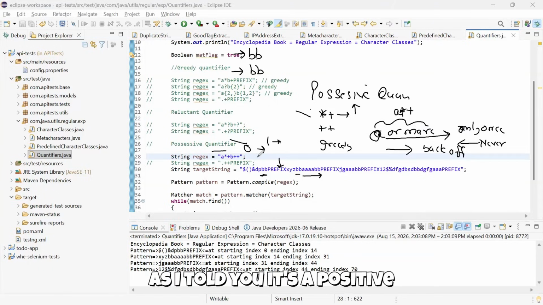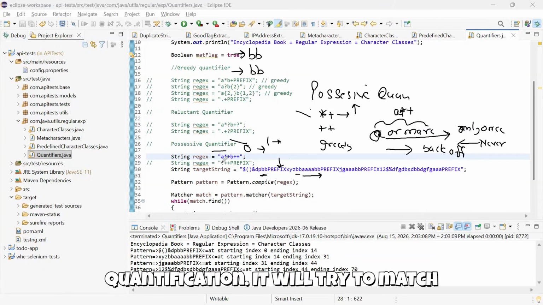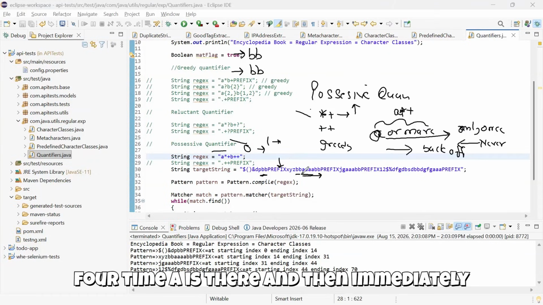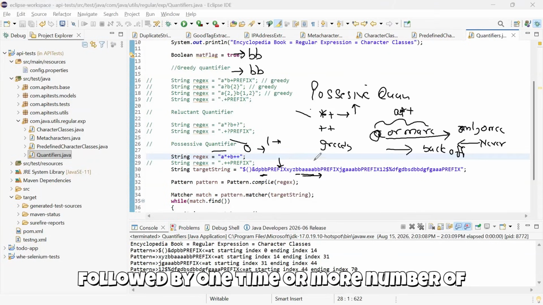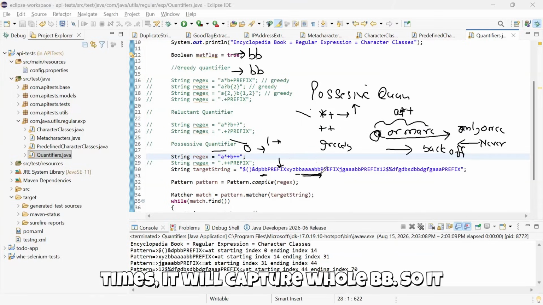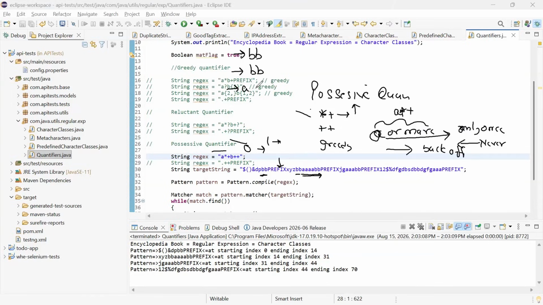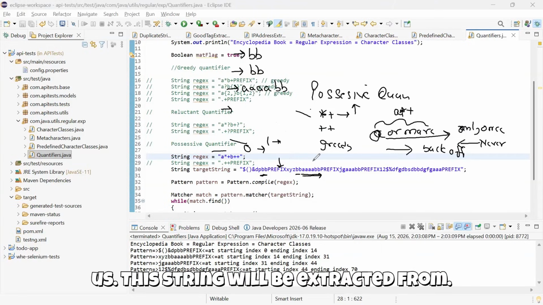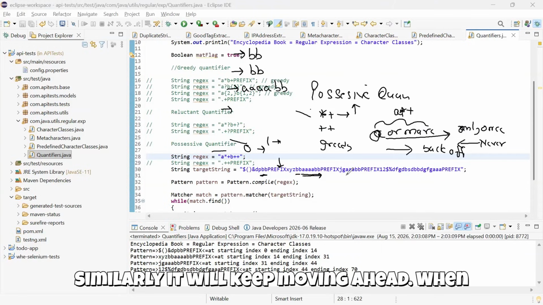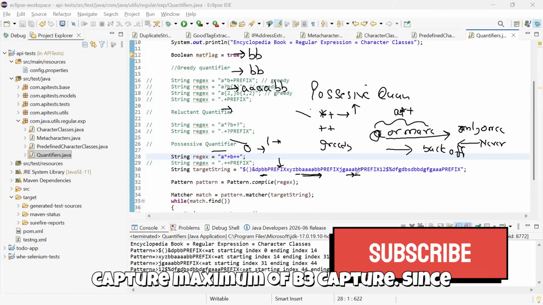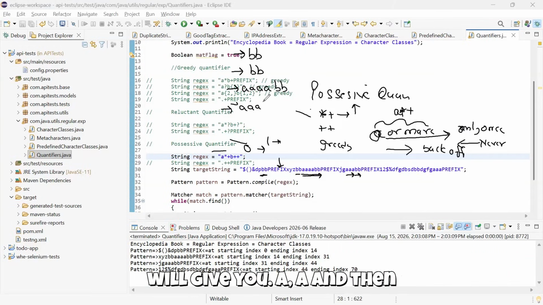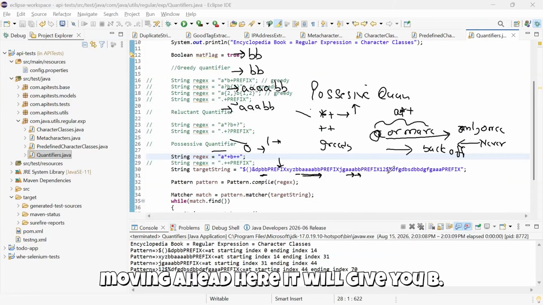Now again here we have B, B, B. As I told you, it's a possessive quantification, so it will try to match the maximum. A means zero or more times. Here four times A is there, and then immediately followed by one or more B. It will capture the whole BB. So the capture here is A, and then BB. Similarly, it will keep moving ahead. When it reaches here, it captures the maximum of A and the maximum of B. Since it's possessive, it will never backtrack, and it will give you A and then BB.